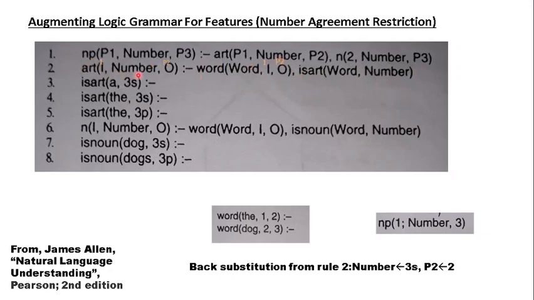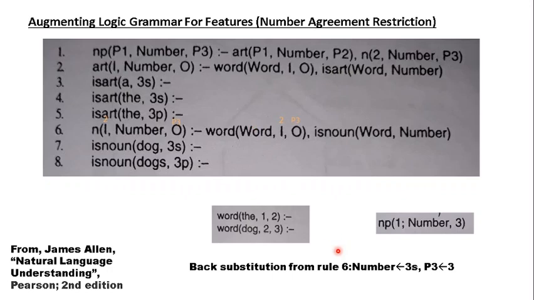So this left hand side part actually reduces to I getting the value of 1, number getting the value of 3s, and O getting the value of 2, as we got it from here. So number is 3s and P2 is 2. P2 or O is 2. So that's what we got. Effectively, it will get substituted on the first section of NP, right? So we have P1 as 1, number as 3s, and P2 as 2.